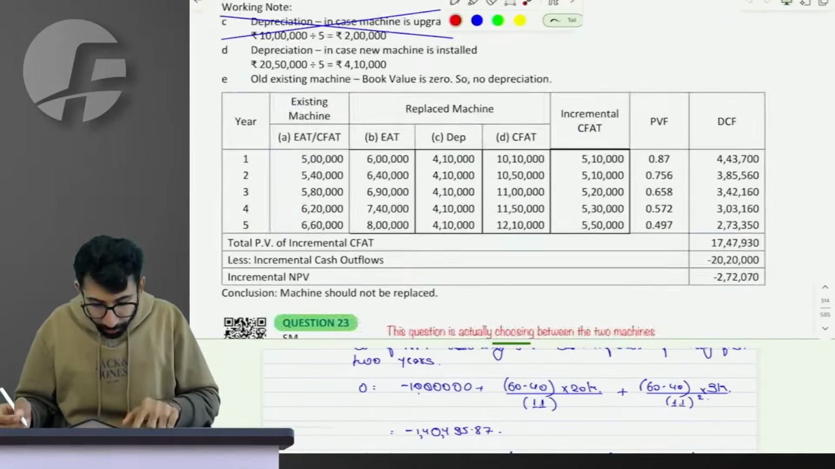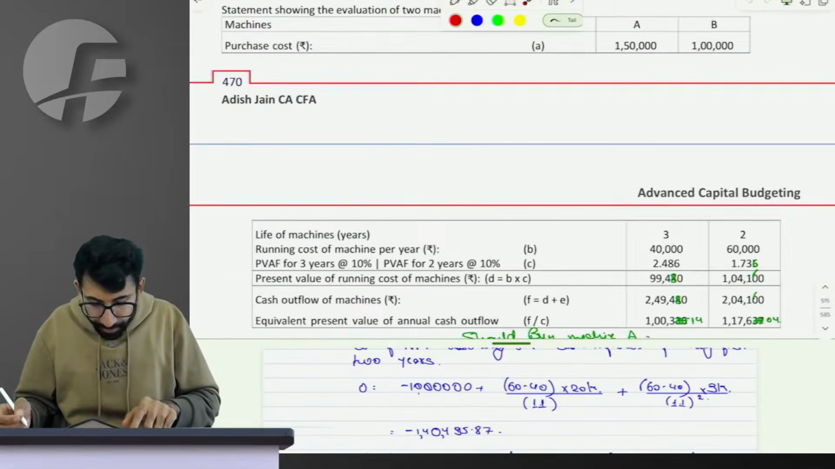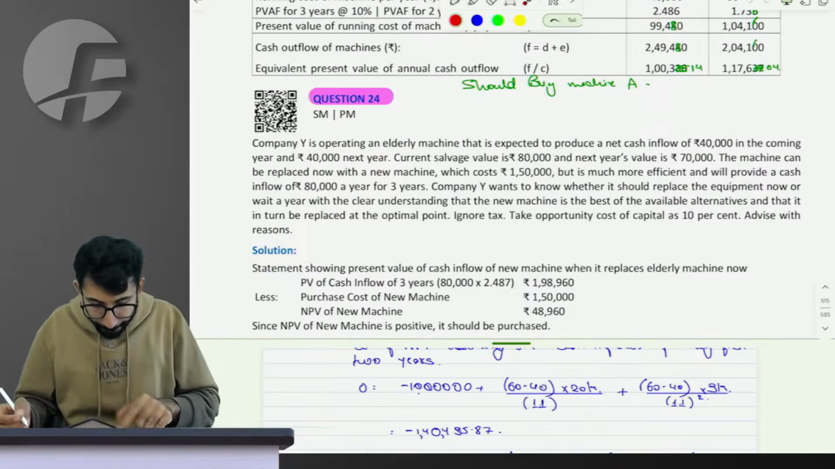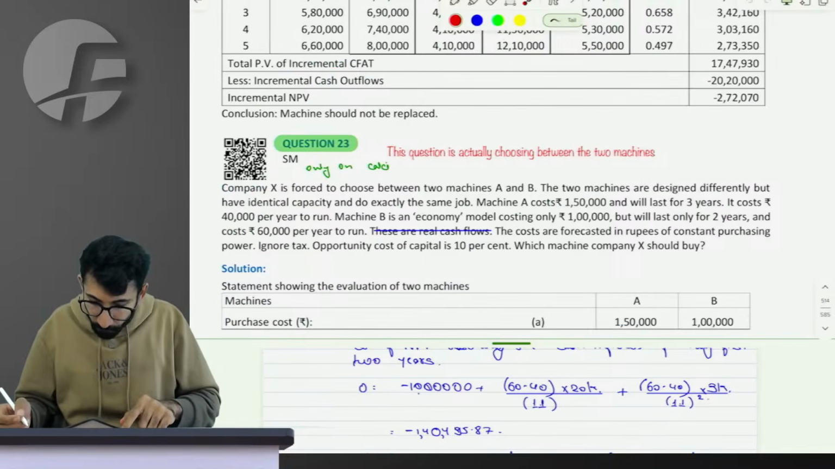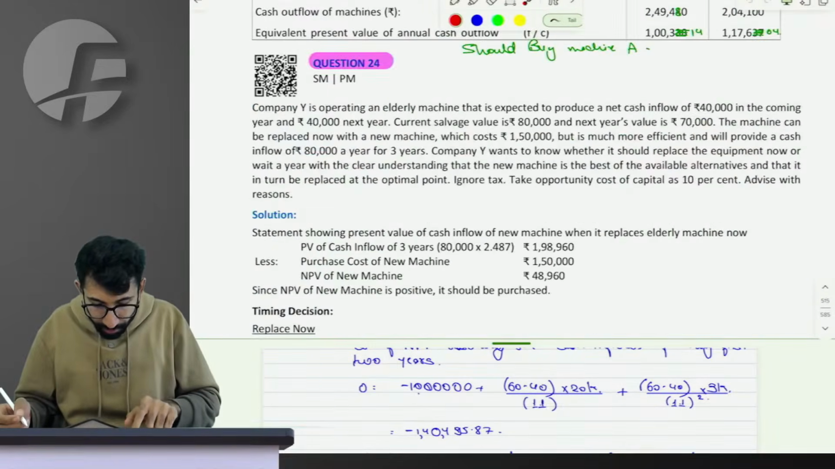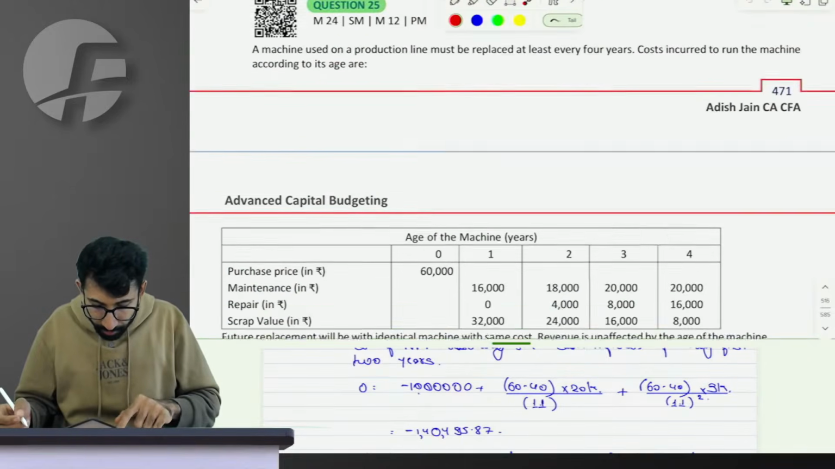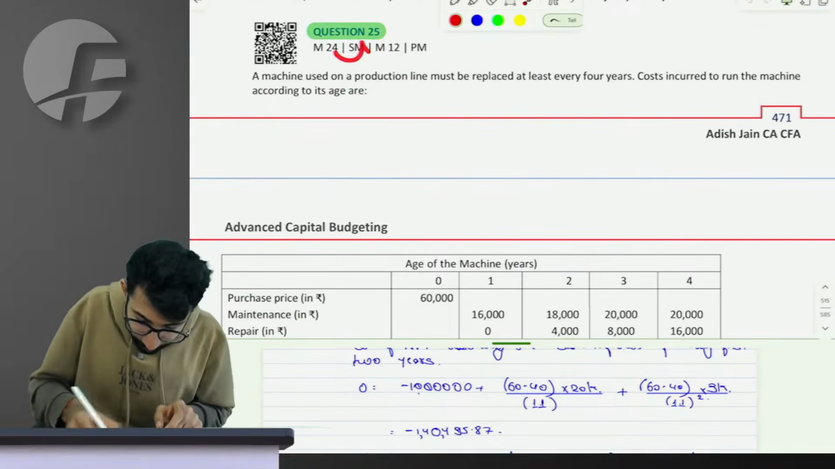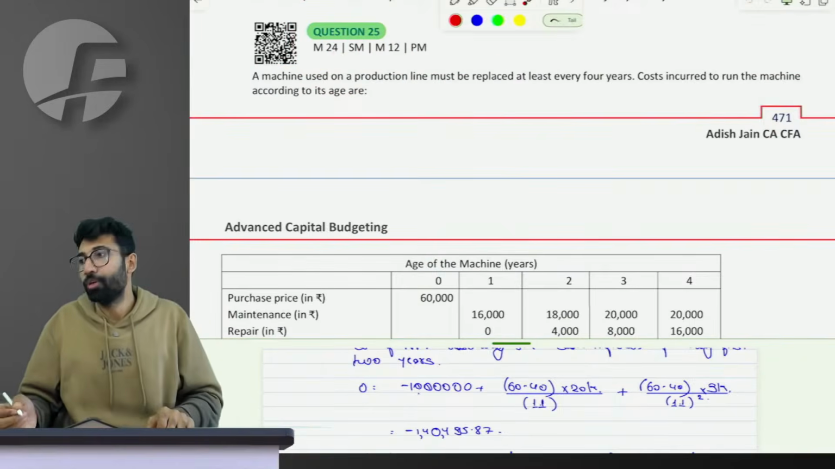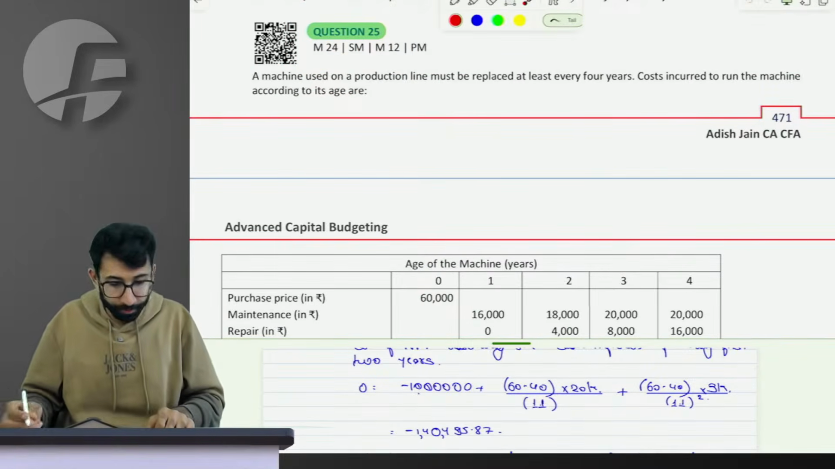Let's solve question number 23, an easy question of this category. 23 is easy. Let's solve the 25th question, which is a more comprehensive question. Let us everyone in the class solve the 25th.